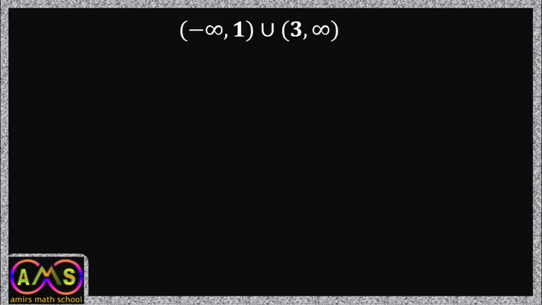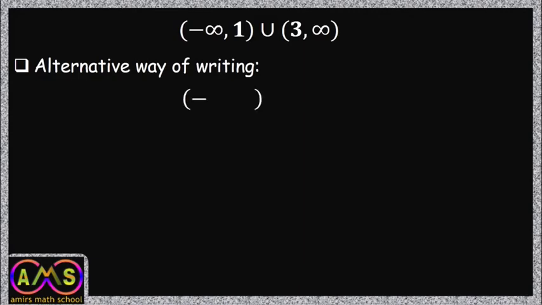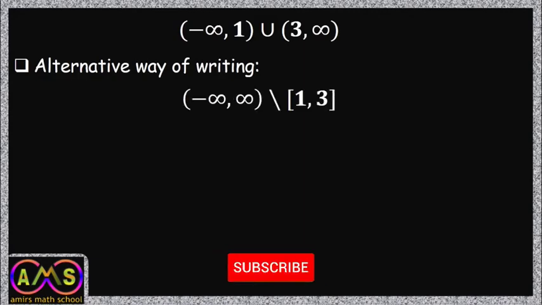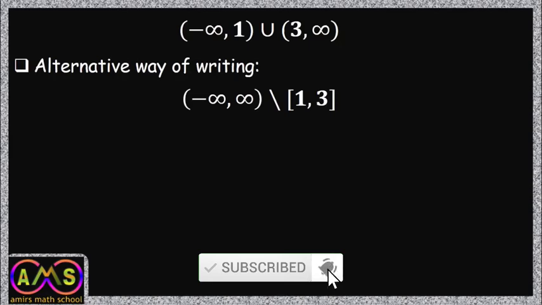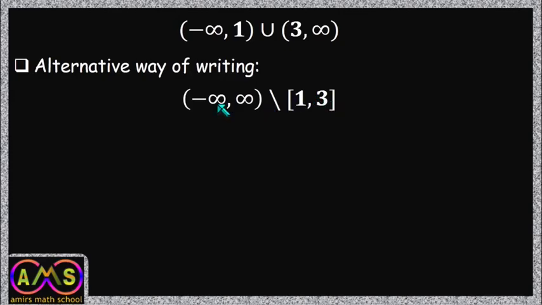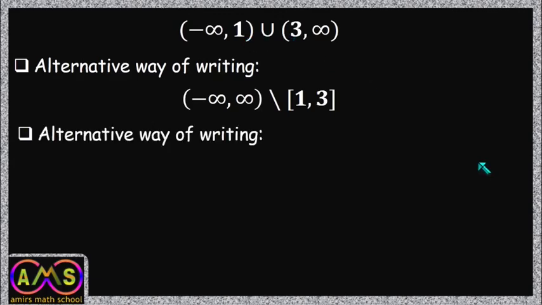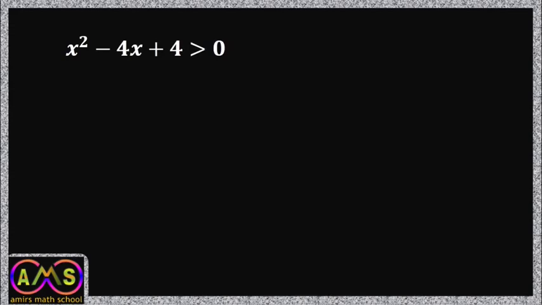This solution, minus infinity to 1 union 3 to infinity, we can write in another way. The alternative way of writing is minus infinity to infinity minus the interval 1 to 3. That is, if we subtract the values 1 to 3, including 1 and 3, from minus infinity to plus infinity, this also represents the solution, where 1 and 3 are excluded. And another way of writing is x belongs to real numbers, x is less than 1 and x is greater than 3.